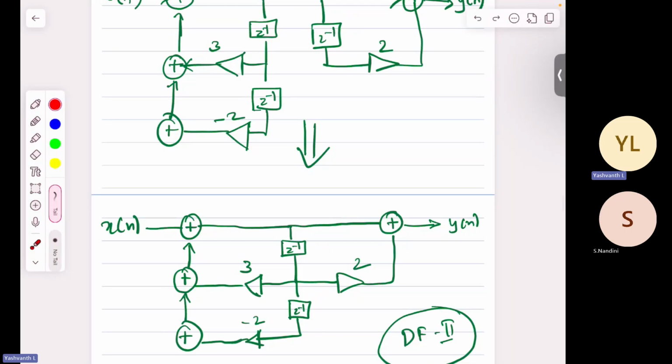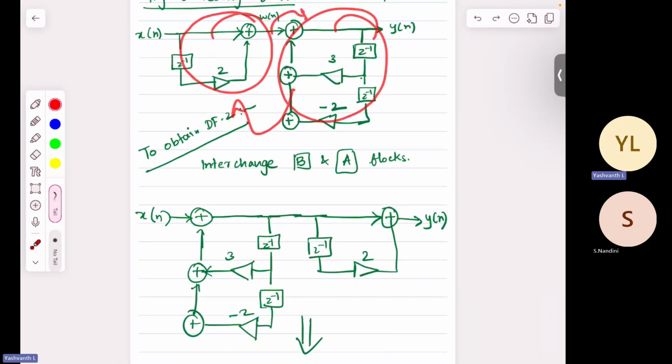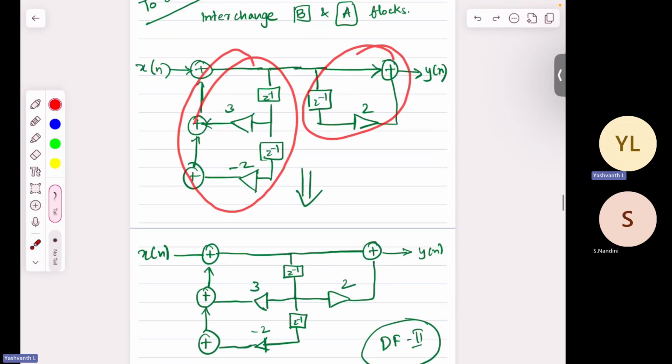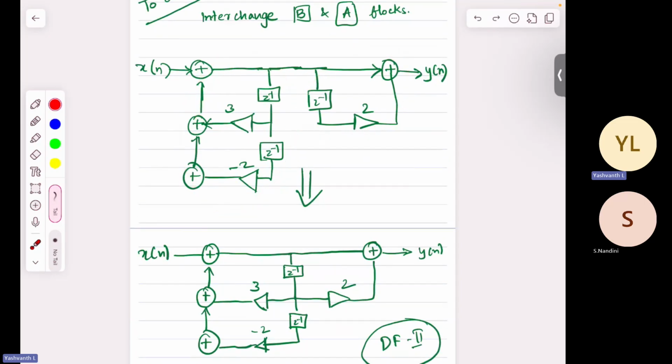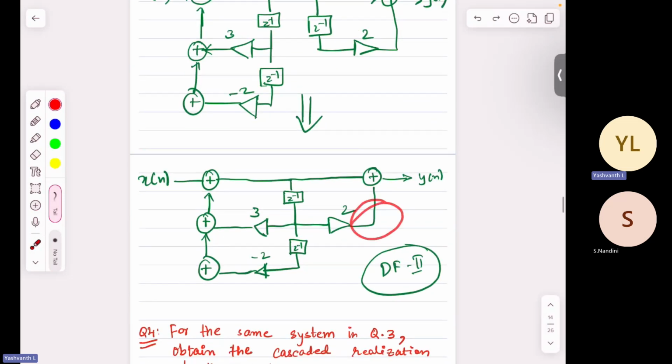Okay, let's say you interchange the blocks. Let's say you had two blocks A and B. You interchange them and you get this, correct? And then you are saying, okay, here I did a y of n minus 1, but here I'm not having y of n minus 1. Is that what you're asking? Yeah, no problem. That's what I'm saying.